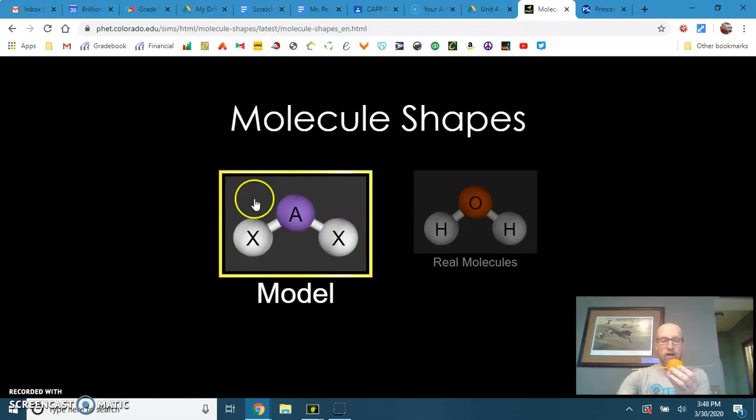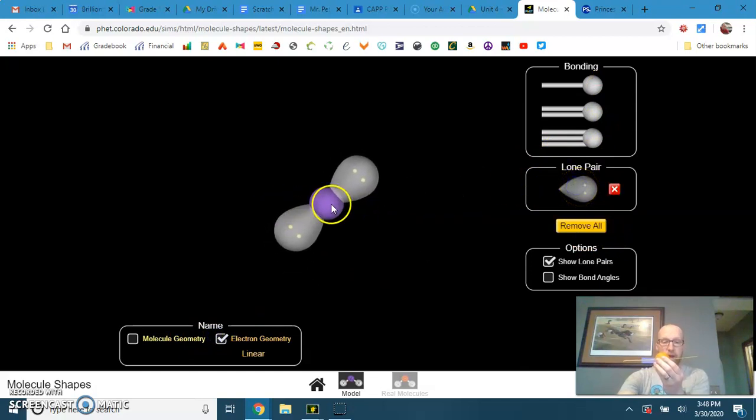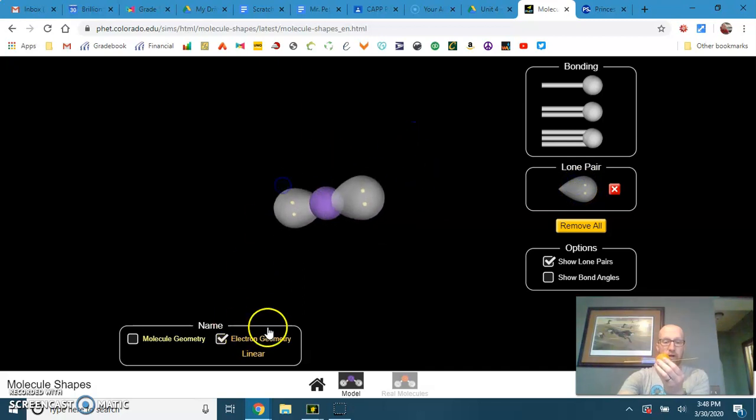We would call this arrangement of electrons, we'd call the geometry, linear. Okay, so I'm going to remove all these. So if we had two groups of electrons around a middle atom, they're going to line up and be on exactly the opposite side from each other. We call this electron geometry linear.